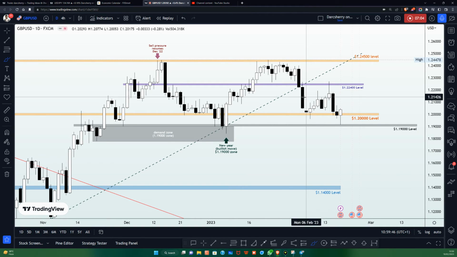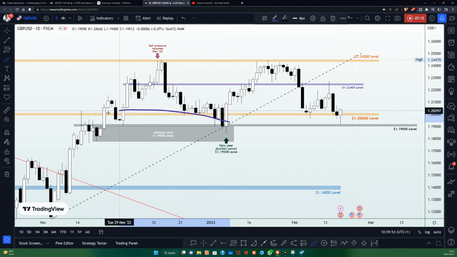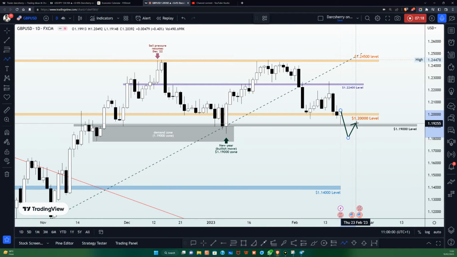However, if the contrary happens here, and instead price action drops below the 1.1900 area, taking out all the buy positions that are here, then this might likely be a beautiful bearish signal for us to take advantage of a selling opportunity on the GBP USD.